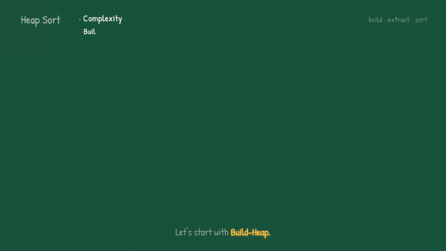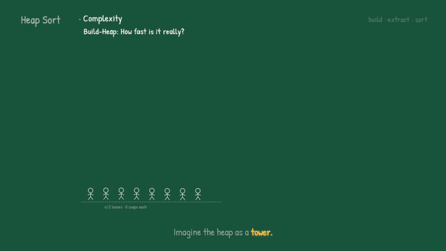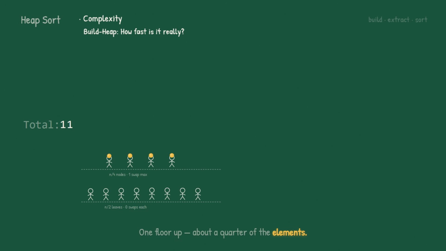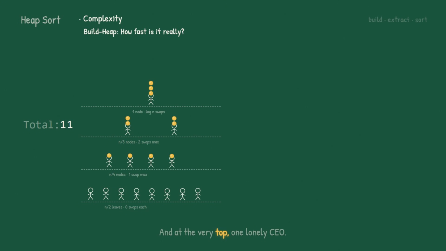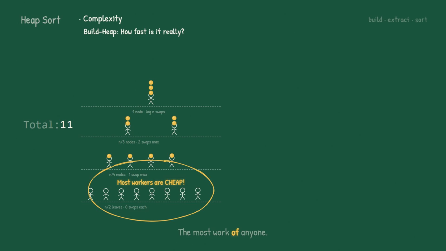Let's start with build heap. How fast is it really? Imagine the heap as a tower. The ground floor has about half our elements, the leaves. They do 0 work, 0 swaps. They're free. 1 floor up, about a quarter of the elements. Each one does at most 1 swap. 1 coin per worker. Next floor, 1/8 of the elements. 2 swaps each. And at the very top, 1 lonely CEO. Log n swaps, the most work of anyone.